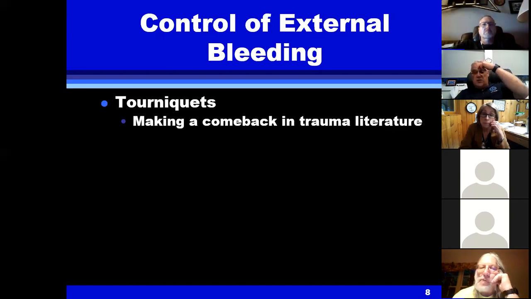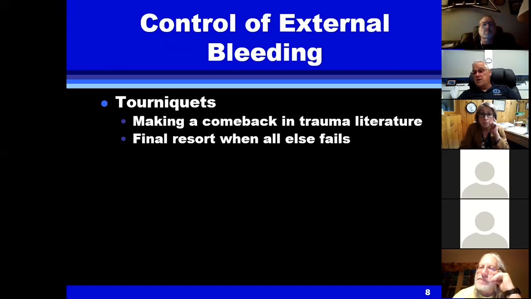Tourniquets are a life-saving device. You should not be afraid to use a tourniquet, and you should make that decision fairly quickly. If you can't stop the bleeding within a minute or so, you should go to a tourniquet. Here I wrote a final resort, but that was years ago. Again, use it quickly. Don't let the patient bleed to death.